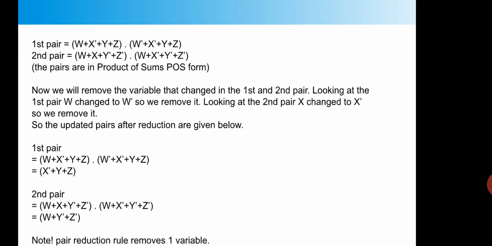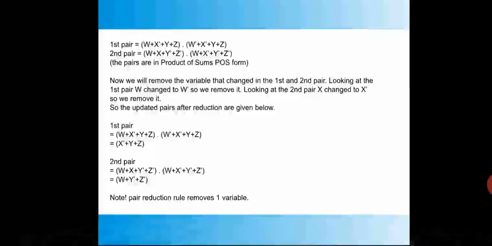After removing it, what will the pair value be? You will get the pair value as x dash plus y plus z, and for the second pair you have to remove the x dash or x value. So the ultimate pair value will be w plus y dash plus z dash. Note, the pair reduction rule removes one variable. When you have a pair of values, it will reduce or remove one variable.